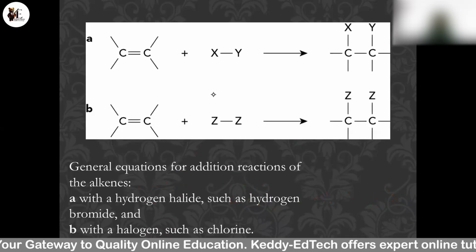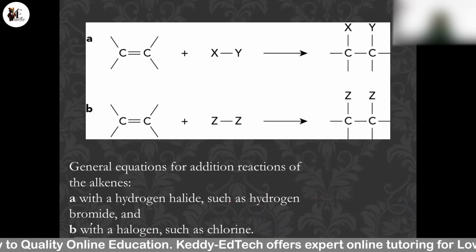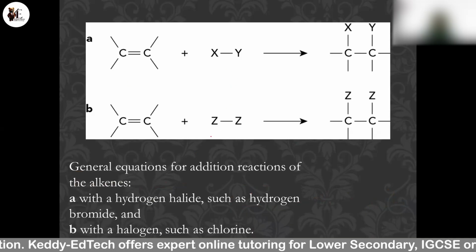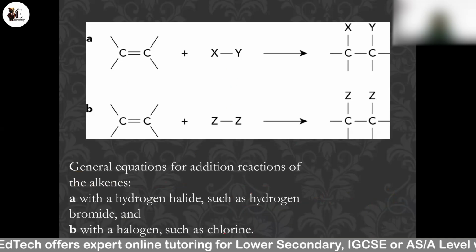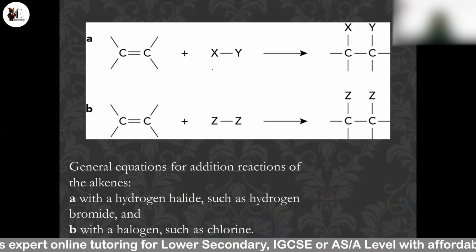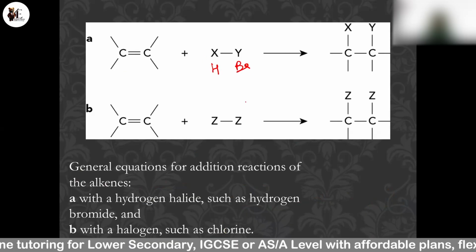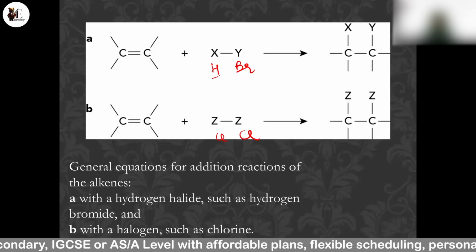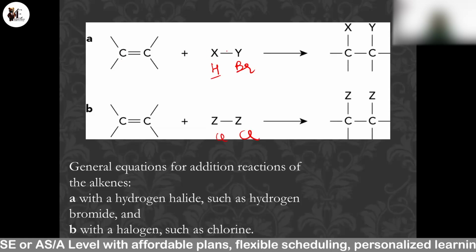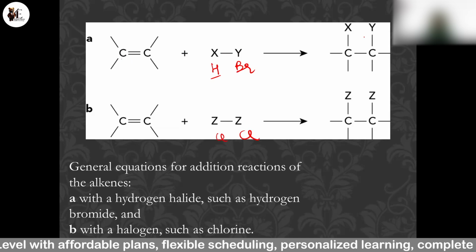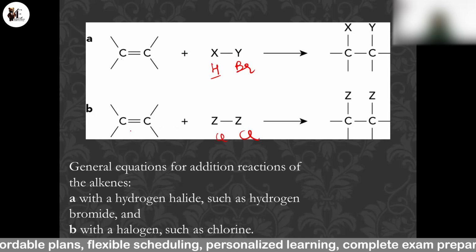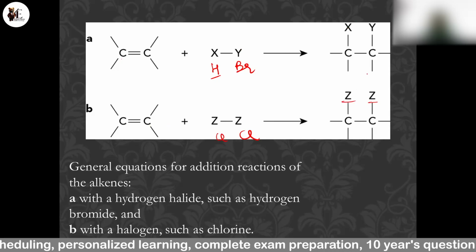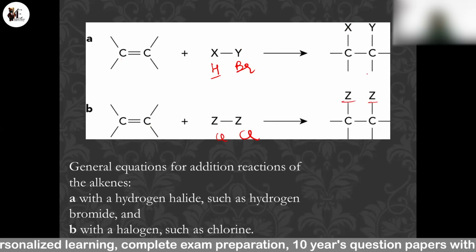So these are the examples. General equations for the addition reaction of the alkene: alkene with a hydrogen halide such as hydrogen bromide, and with a halogen such as chlorine, Cl2. Hydrogen or X will attach to one carbon atom because it is symmetrical, and Y will attach to the other carbon atom. Here it is converted to a single bond, and Z and Z, that means chlorine and chlorine, are attached. So this is the addition reaction of alkene.